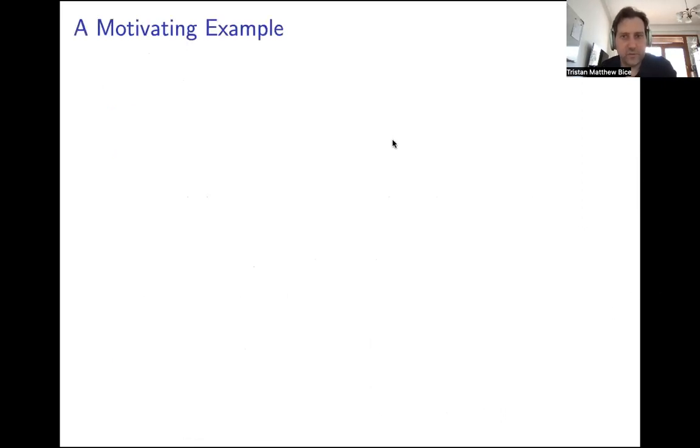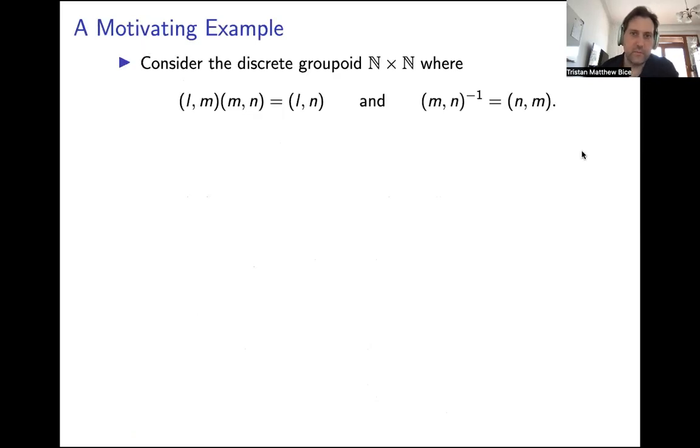Okay, so we've done a lot of abstract proofs. I thought maybe at this point it's good to give a motivating example.